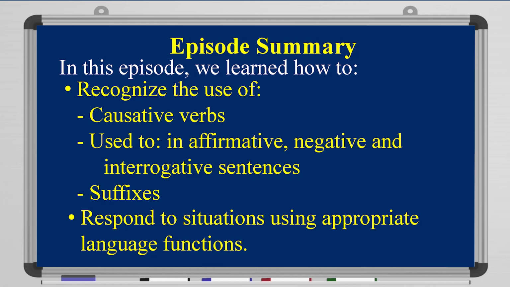And that's all there is to it. See how easy that was. This brings us to the end of our episode. In this episode, we covered a number of things. We talked about the causative, we talked about use and used to, and we talked about suffixes. We also took a look at language functions and how to tackle them.